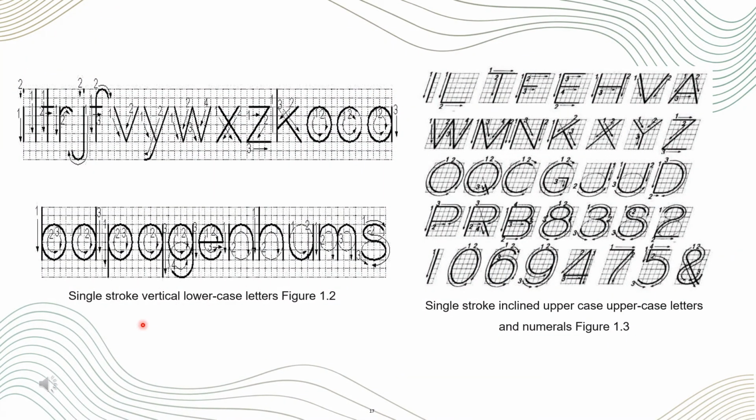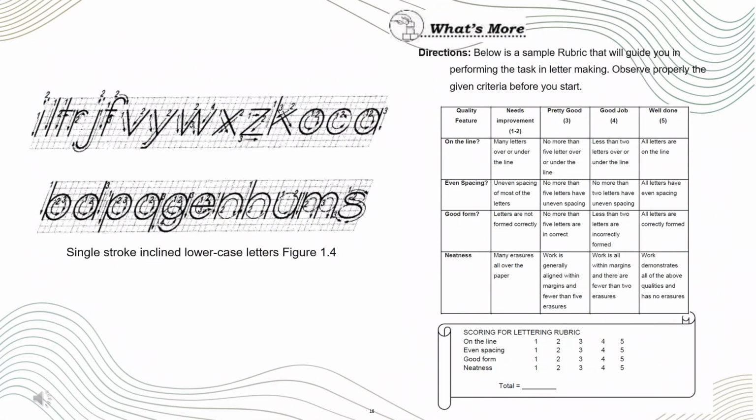In this figure 1.2, we have the single stroke vertical lowercase letters. So, you can also use a graphing paper or math notebook to practice letters and numerals. At the right side, we have the single stroke inclined uppercase letters and numerals. Next, we have the last figure, single stroke inclined lowercase letters in figure 1.4. So these are as follows.